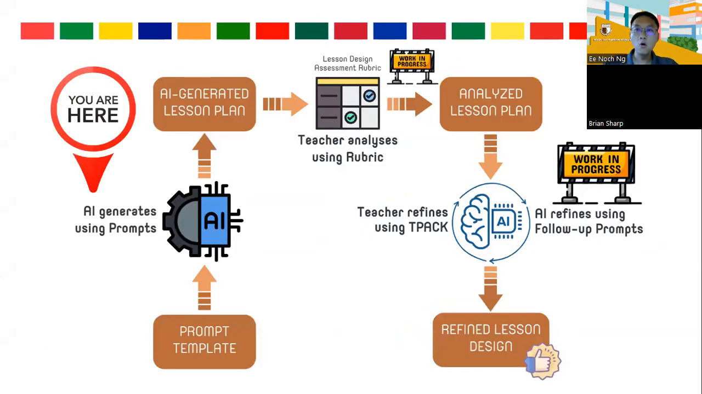Overall, my framework is, first, we start with the prompt template, where AI generates using the prompts. Once it has the AI-generated lesson plan, the next step, and that's something that I'm working on now, is how do we analyze this lesson design? How do we know that AI has generated something that is of quality? How do we know that it is useful for our students? That's something I'm still thinking about, and I invite anyone who is interested in this area to think alongside me. If you are interested to work with me on this, please do let me know.